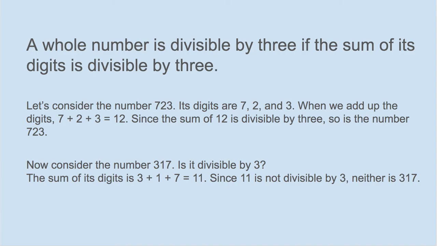Now consider the number 317. Is it divisible by 3? The sum of its digits is 3 plus 1 plus 7 equals 11. Since 11 is not divisible by 3, neither is 317.